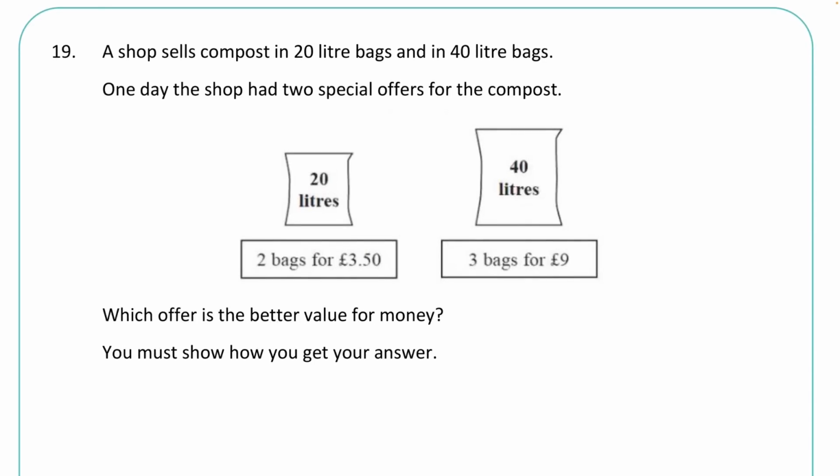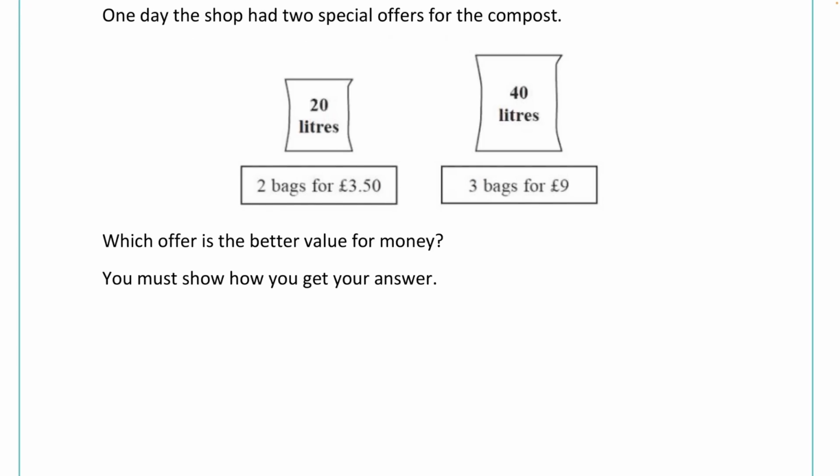Okay, question 19 is looking at a better value question. So which offer is the better value? It says a shop sells compost in 20 litre bags and in 40 litre bags. One day the shop has two special offers for the compost. So we've got offer number 1, you get 20 litres, 2 bags for £3.50, or 40 litres, 3 bags for £9. Which offer is better value for money?